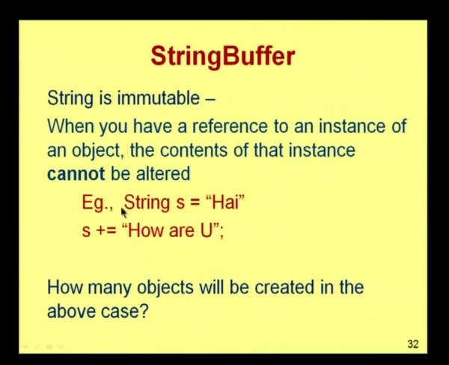One memory will be allocated for this s, and if I try to append to it, append is not possible, I cannot alter this content. So a new string with the new contents, that is, a new string with hi how are you, will be created. So we are creating 2 objects. How many objects will be created in the above case? 2 objects will be created, one for this string, and since I am changing a value that cannot be altered because it is a string, a new object will be created.